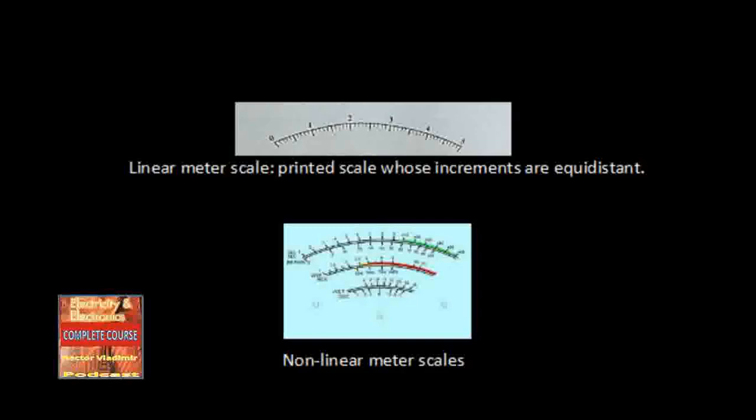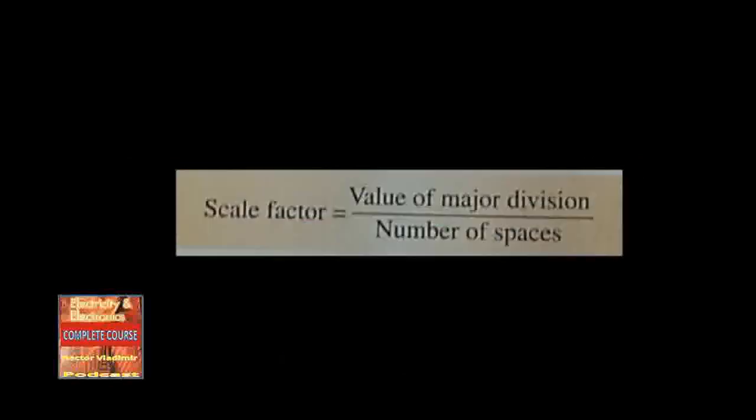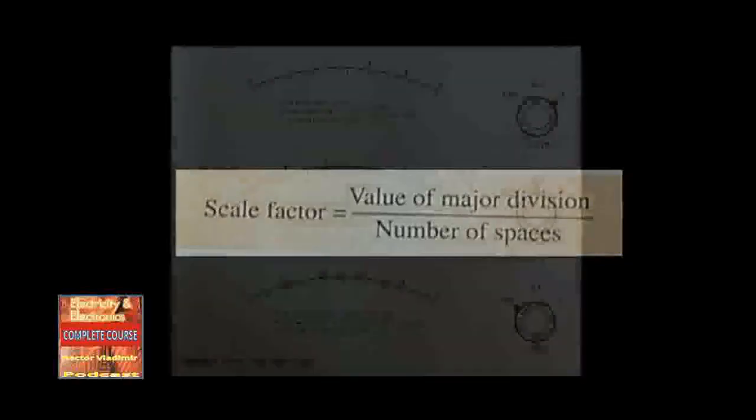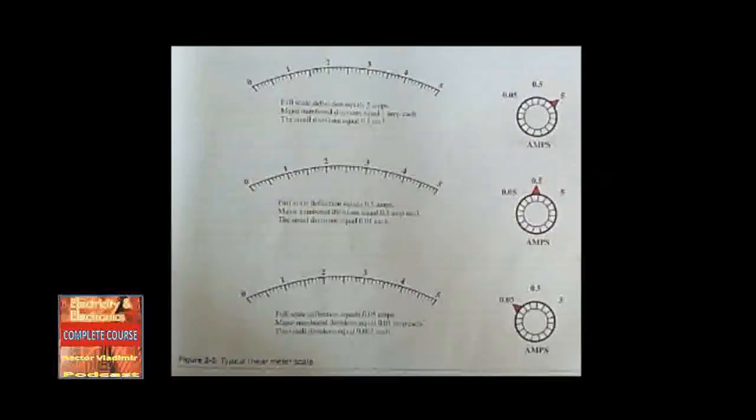The dial to the right of each scale, figure 2-5, is the range selector. The range selector must be correlated to that scale to determine full scale deflection. The formula for scale factor is as follows. Scale factor equals the value of major division divided by the number of spaces. Study figure 2-5. Note that the value of each division changes as the range selector changes.